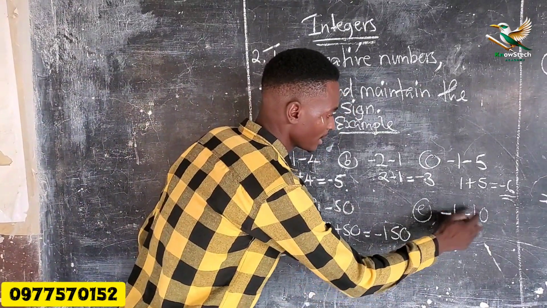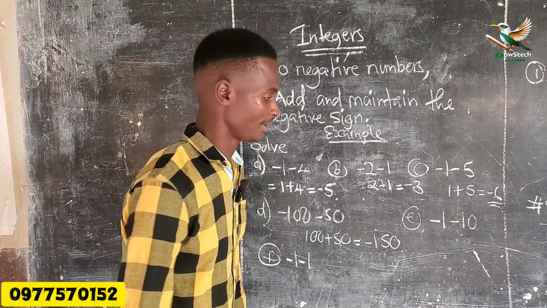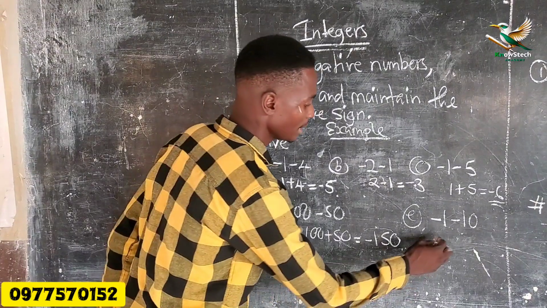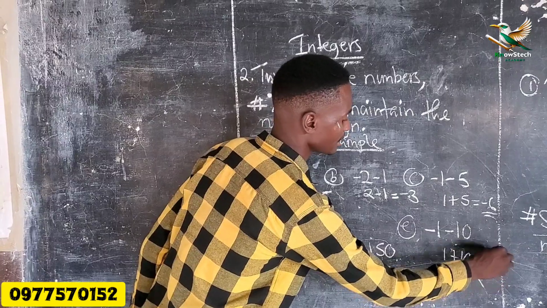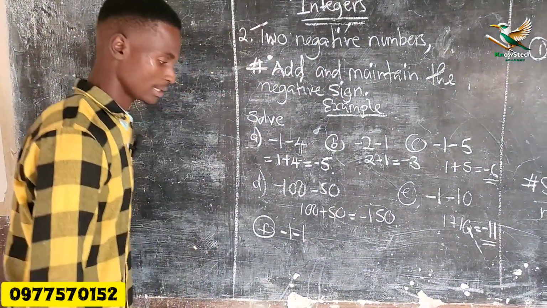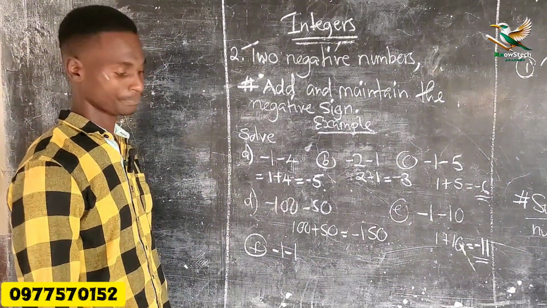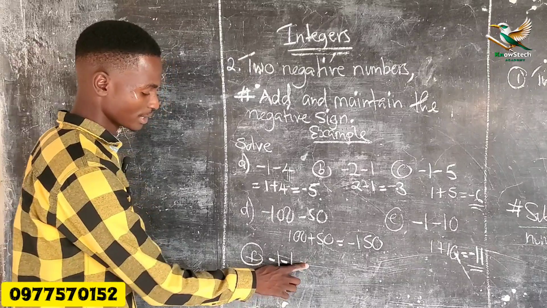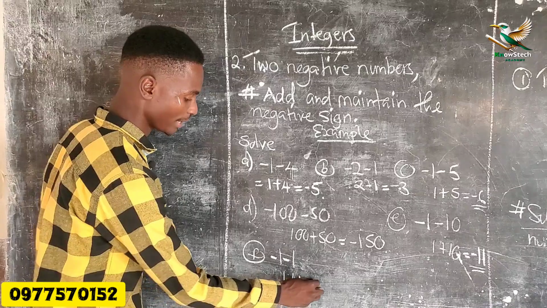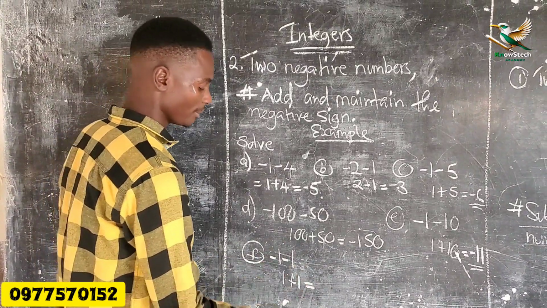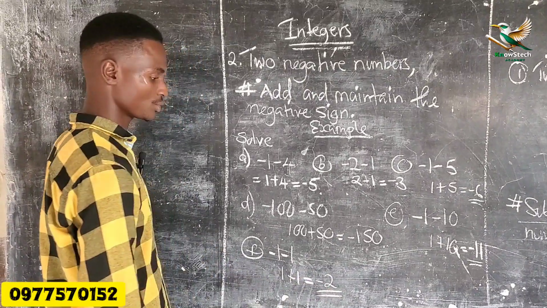We have this one, negative 1 minus 10, which is not negative 9 or positive 9. The answer here is just 1 plus 10. The common sign is negative, so 1 plus 10 is 11. So the answer is negative 11. So what is the answer to the last question? The last question is negative 1, negative 1, so we say 1 plus 1. We add, then we maintain the sign, and the answer, 1 plus 1, is 2.